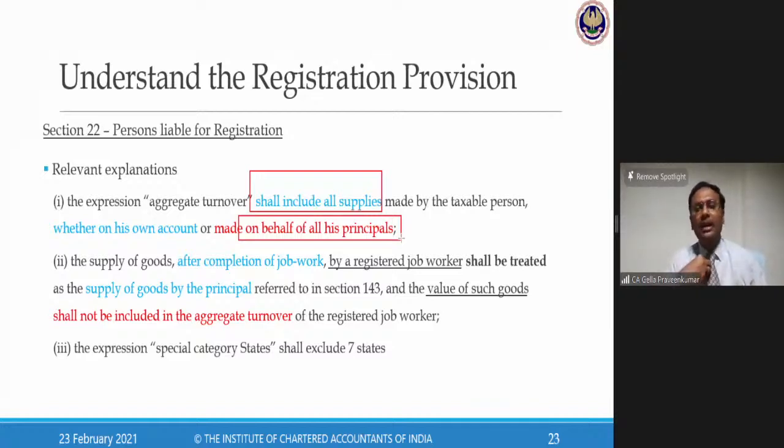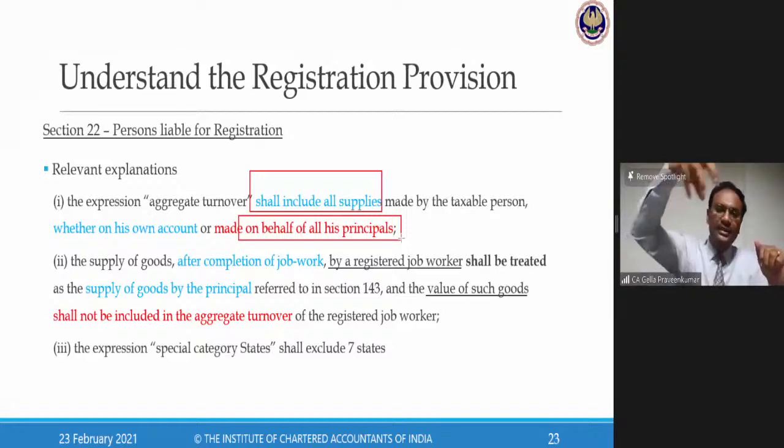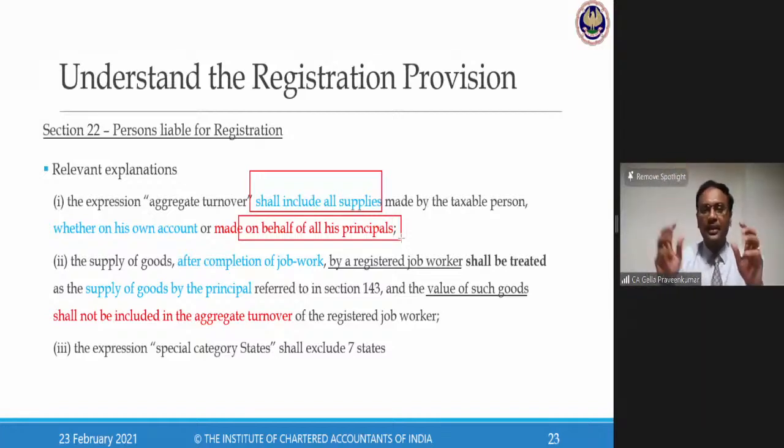Sir, I'm a small-time job worker. I have a principal called Ashok Leyland. Ashok Leyland sends a chassis to me. On the chassis, I build a bus body. Now, Ashok Leyland does the manufacturing of a chassis with an engine. I get just the chassis on which I put, like if you see a tipper, the back portion which carries the goods.